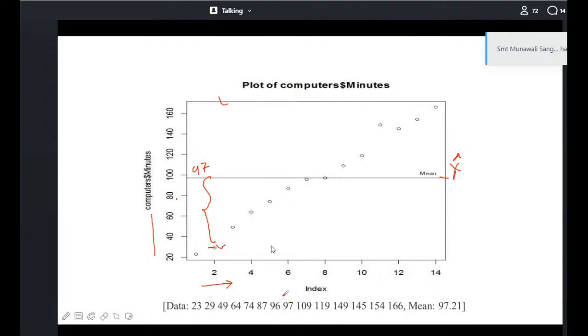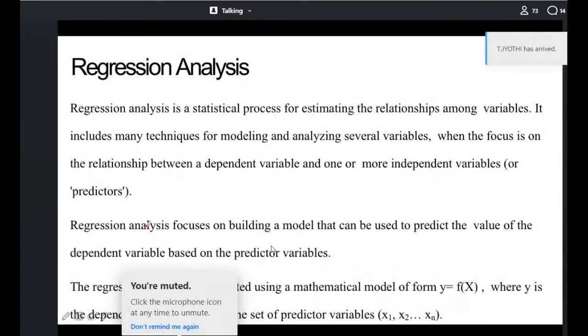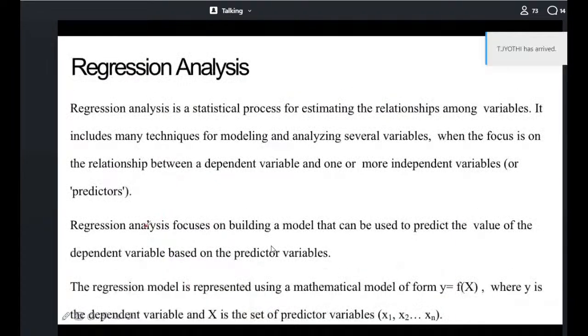As the number of units being replaced increases, the number of minutes is also increasing. That means they are dependent upon one another, and linearly dependent. So this graph is known as a scatter plot. By looking at a scatter plot, you can say whether the data is linearly or non-linearly dependent upon one another, or not even dependent. Okay, so over here we will go with the regression analysis.